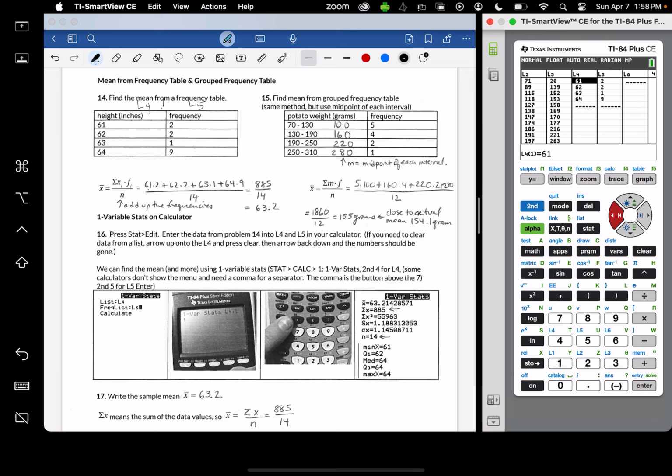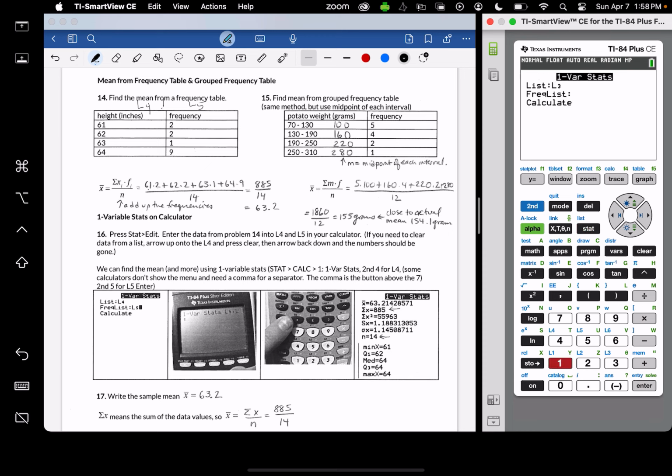Okay, so let's go here. We can find the mean and more using one variable stat. So stat calc 1, one variable stats, and then where's my list? My list is in second L4, and the frequency list is second L5, and then I can tell it to calculate, and it calculates 63.2, which is what we had gotten here. So that's cool.